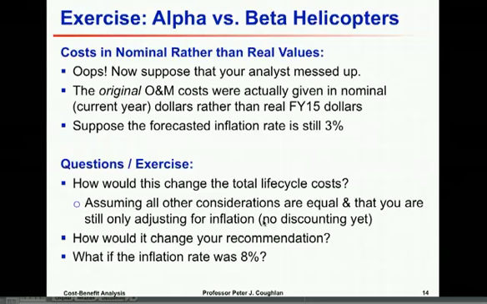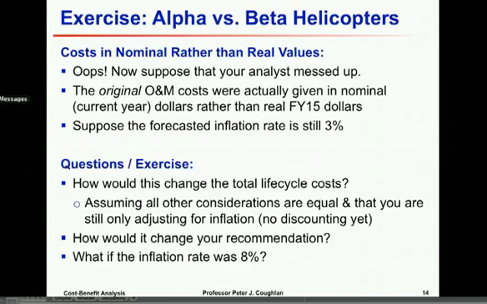So it was going to be $50 million, for example, for the Alpha helicopters, $50 million each of the first 3 years in O&M costs in nominal dollars for that year. So $50 million in FY15, $50 million in FY16, $50 million in FY17, right? And now, if we suppose we have that 3% inflation rate, figure out how that would change the total life cycle costs, only focusing on inflation right now. We're not going to adjust for anything else. No discounting yet. What we mean by discounting, as distinct from adjusting for inflation, we'll get to in a minute. How would it change the recommendation?